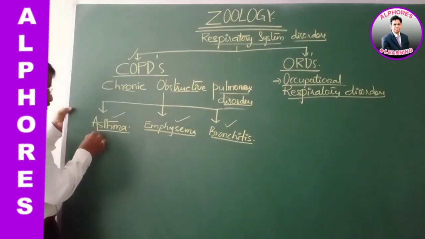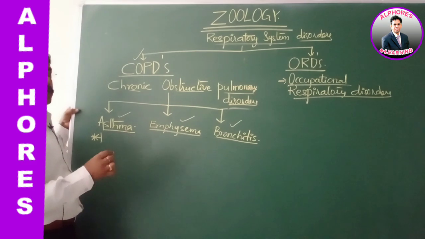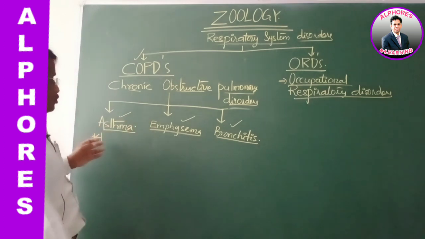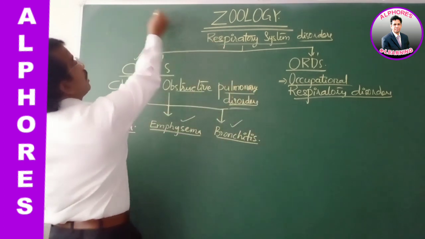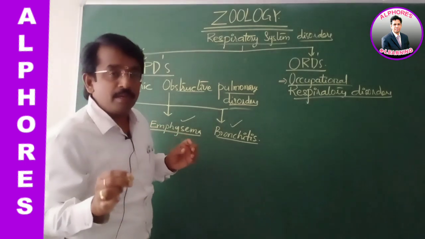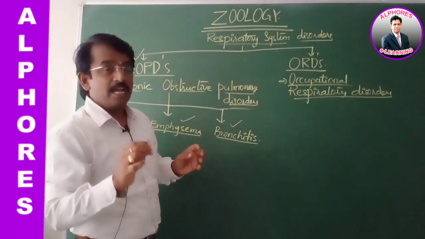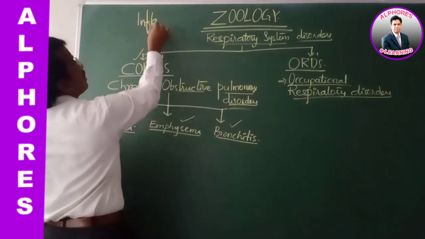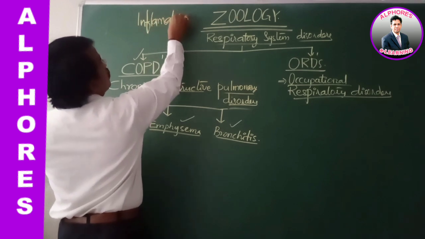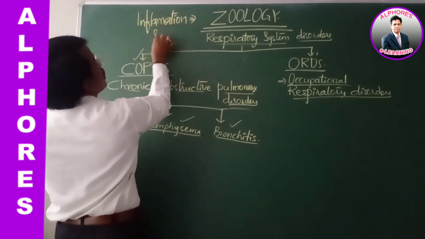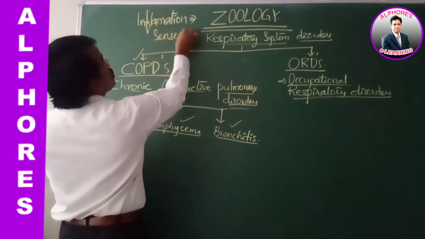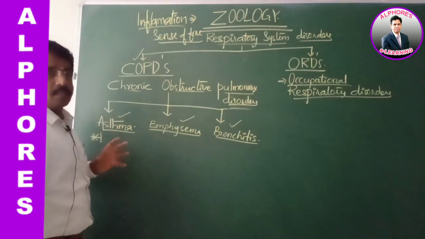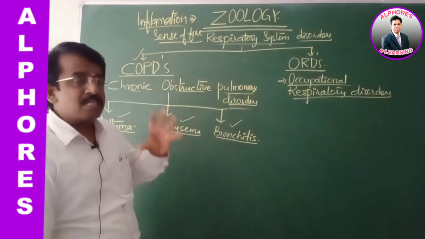Asthma is one of the chronic obstructive pulmonary disorders. Due to inflammation in the bronchi and bronchioles, we name it asthma. Inflammation means sense of fire. Inflammation, I repeat, inflammation. That is nothing but the condition of fire, that one is prone to inflammation. Inflammation in the bronchi and bronchioles is asthma.